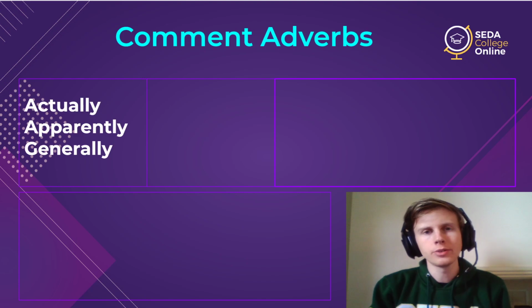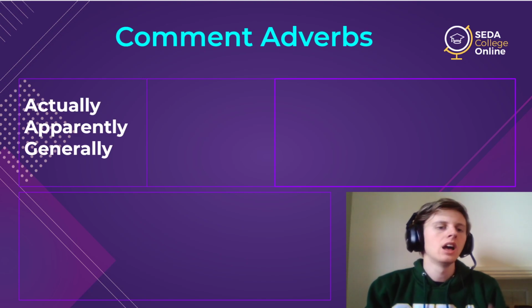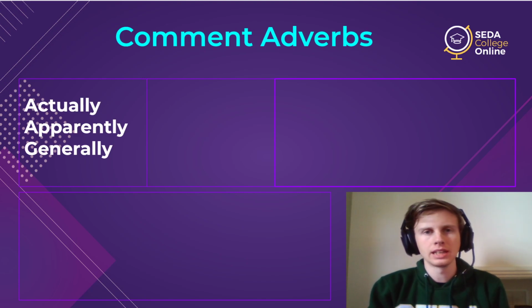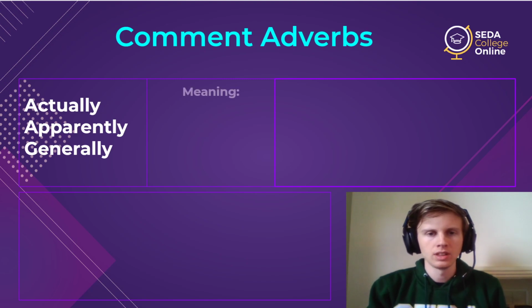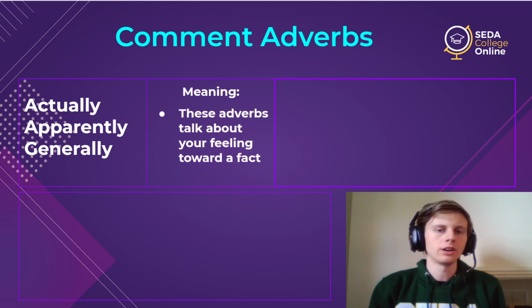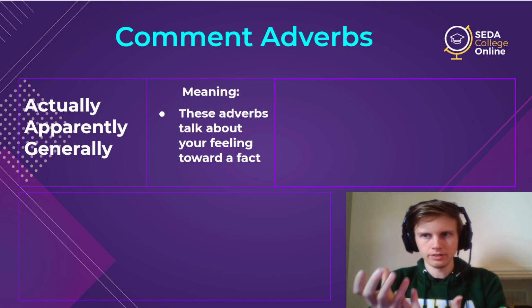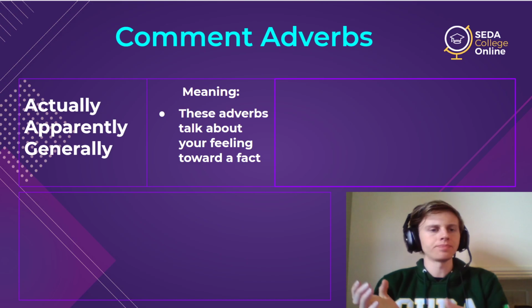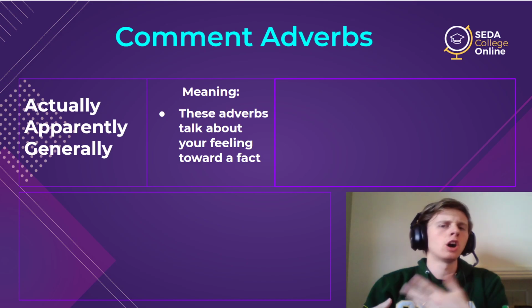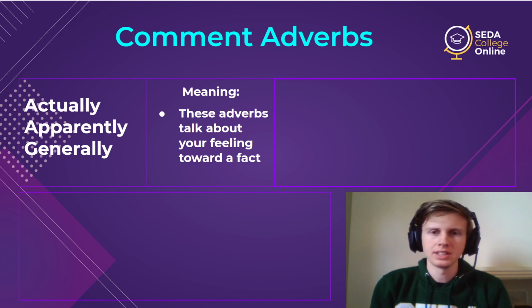So the first three I'm going to talk about are actually, apparently, and generally. These are used for facts. So these are used to talk about your feeling toward a fact. You have an idea here, a fact here, and how do you feel? How confident are you about this fact?